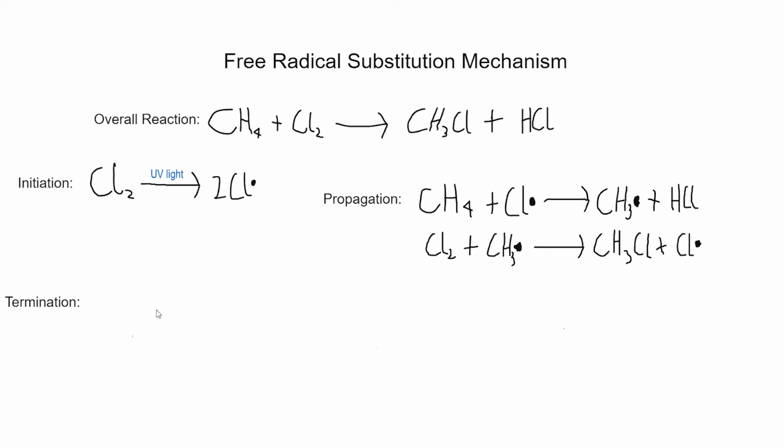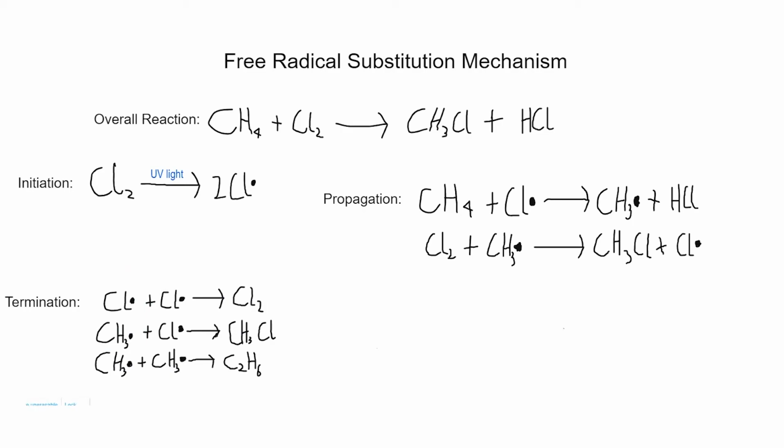Let's look at the termination step. Termination is the final step of radical substitution mechanisms, and it is how we show that this ends. The way any sort of radical mechanism ends is by getting rid of all the radicals. That happens when 2 radicals react, because the unpaired electrons become a pair again.